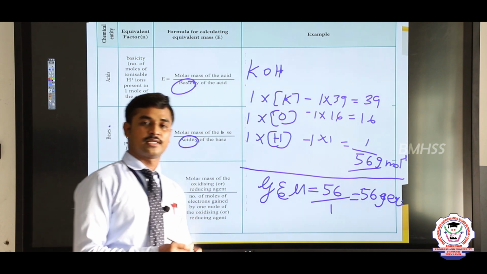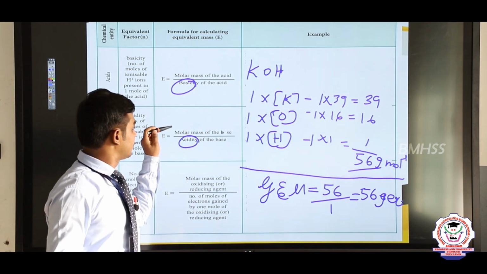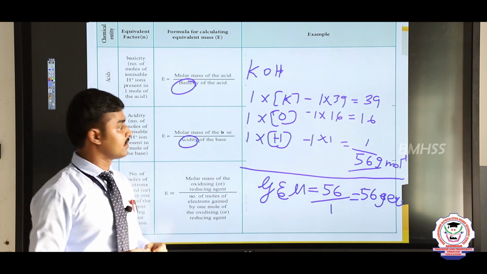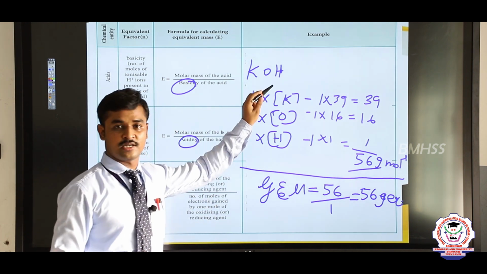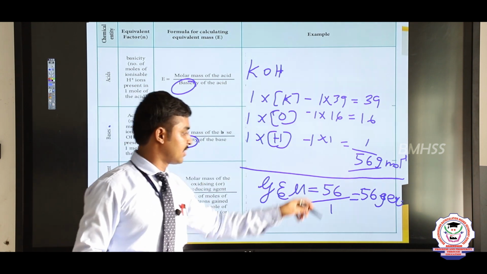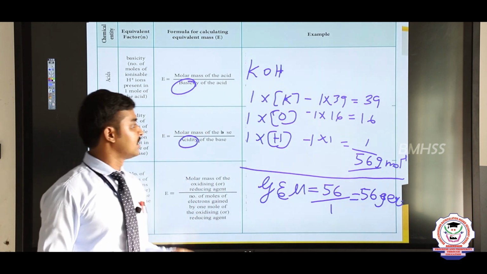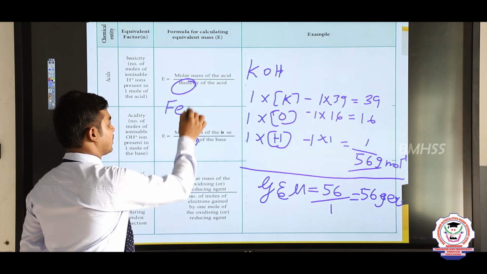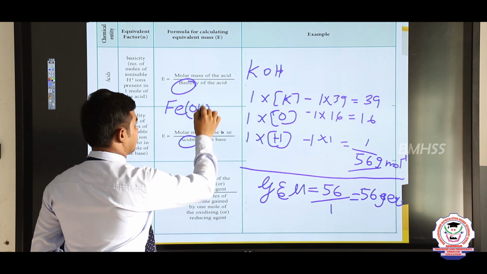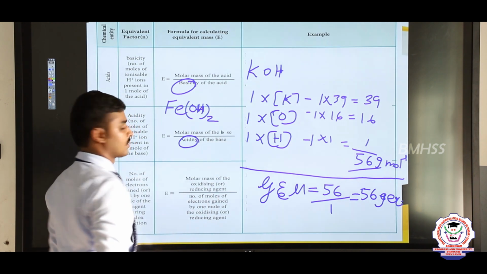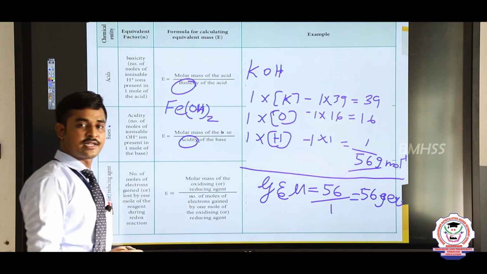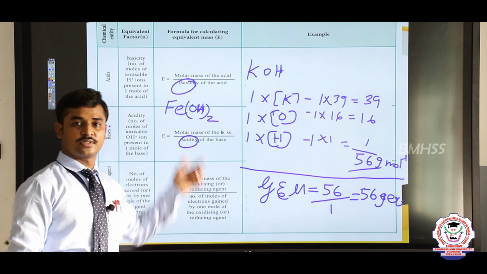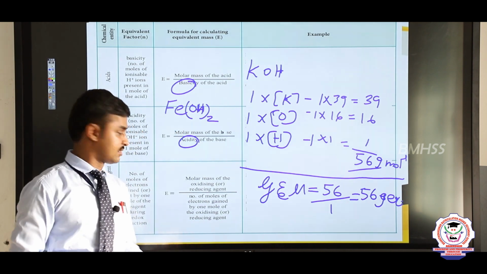So, the gram equivalent mass can be calculated by dividing the molar mass by the acidity of the base. The number of OH minus ions present in potassium hydroxide is 1. So, when we divide by 1, we get the same value, but it can differ for other compounds. For example, in Fe(OH)2, it contains 2 hydroxide ions, so we need to divide by 2. For iron compounds, the values may differ.